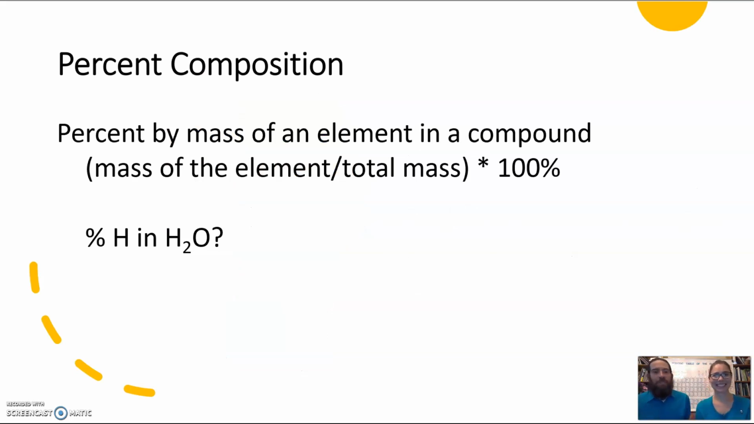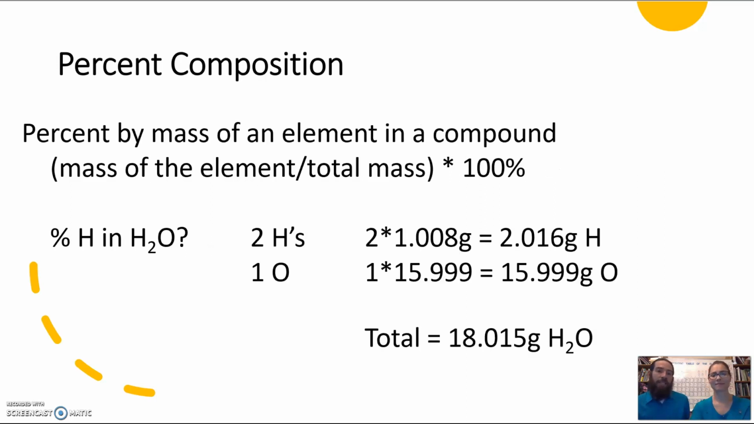So the percent composition, we're going to find the percent by mass of an element in a compound. The example here: we want to find the percent of hydrogen in H2O, or water. The way we do this is we take the mass of the element that we're looking at, divide by the total mass, and then multiply by 100. That'll give us our percent.